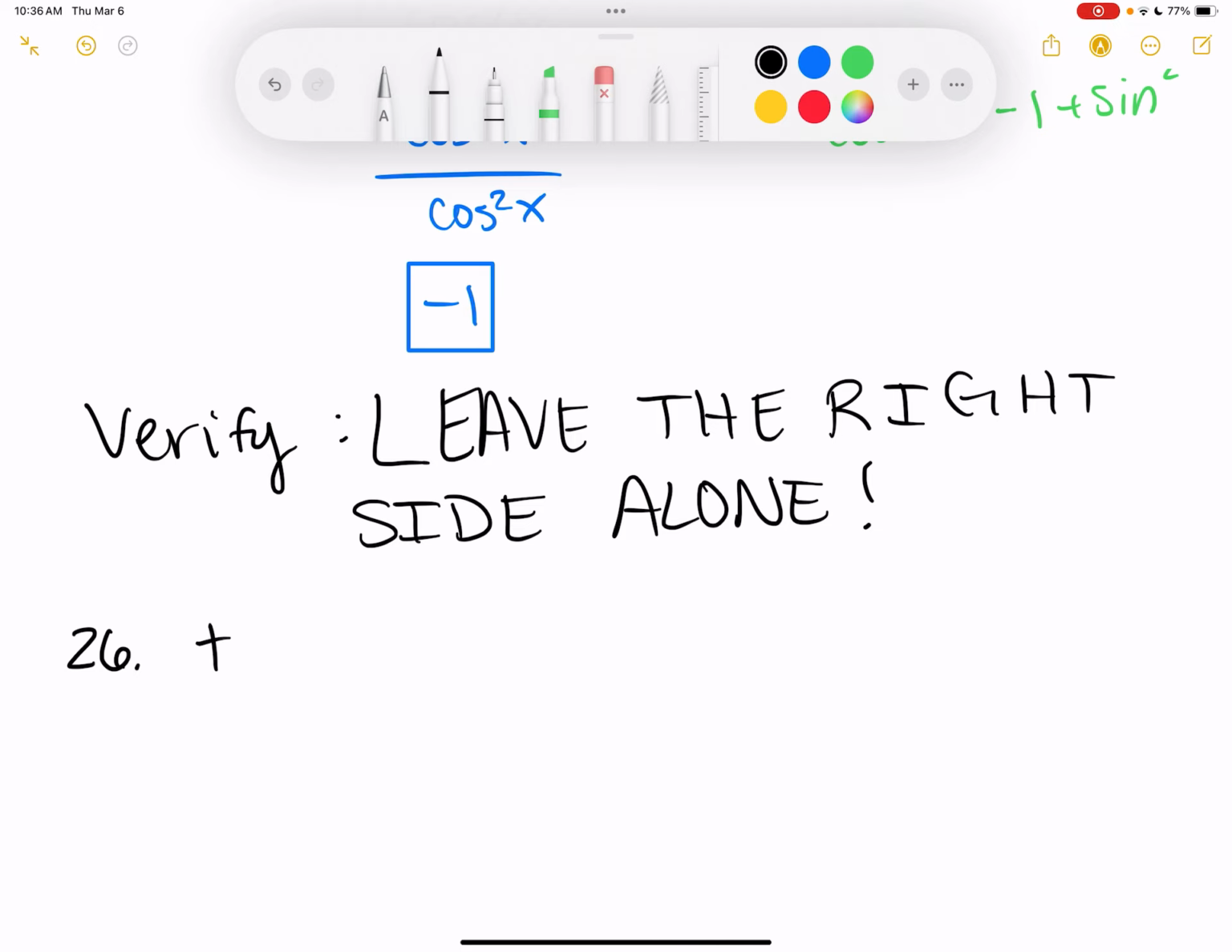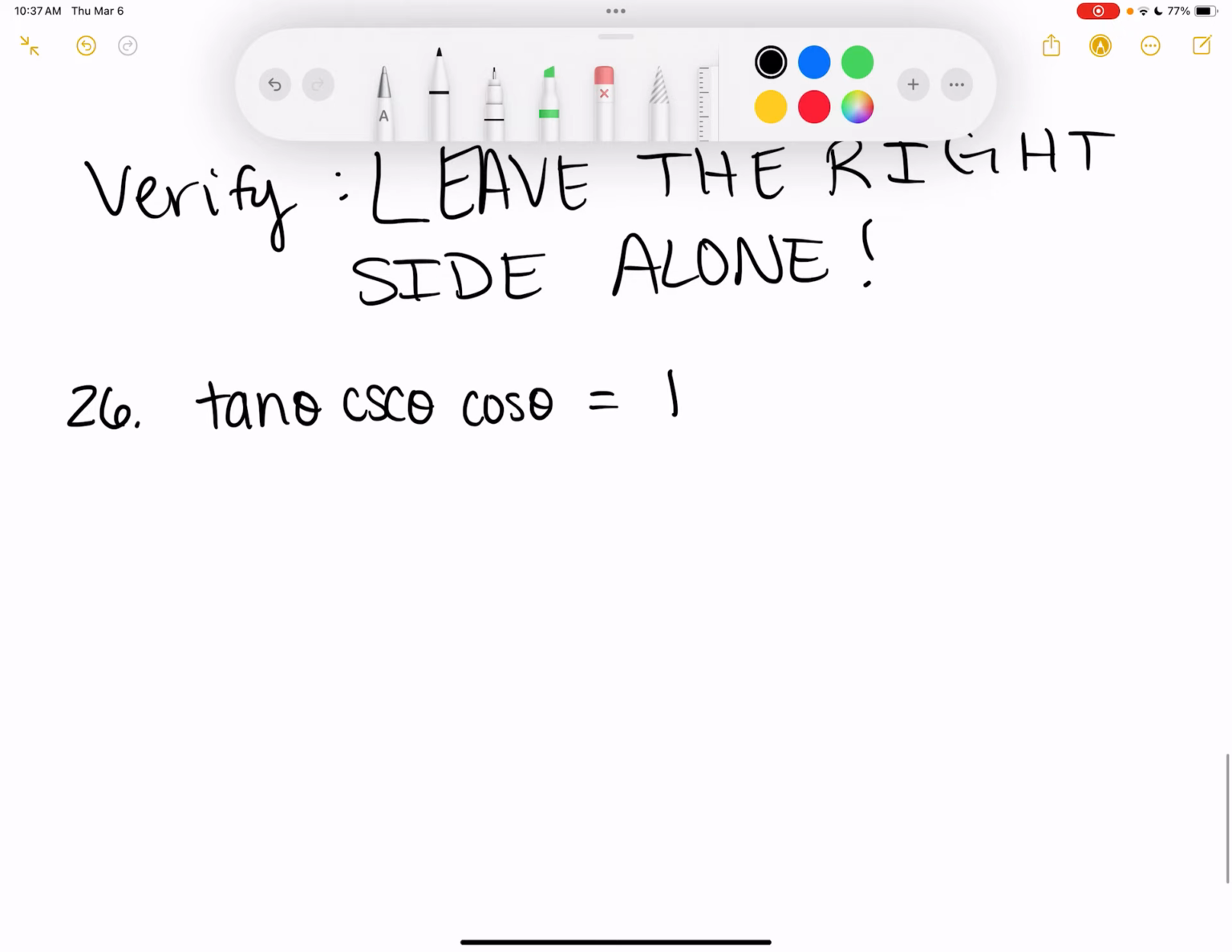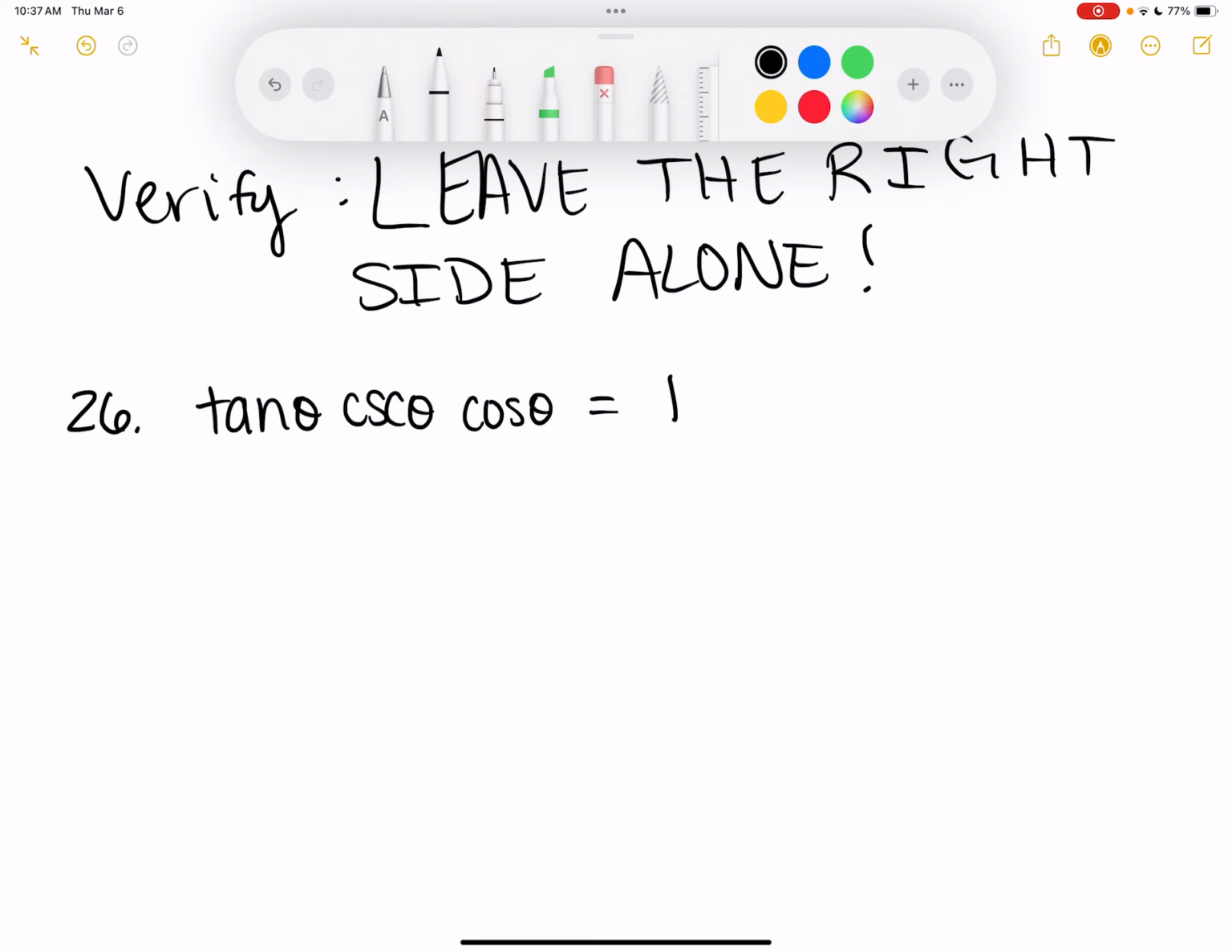All right, so these problems have an equal sign in them now. So tangent of theta times the cosecant of theta times the cosine of theta equals 1. We're multiplying all of these, yes. Leave the right side alone. This is why the part that we did first comes in. We're going to be simplifying the left side to make it look like the right side.